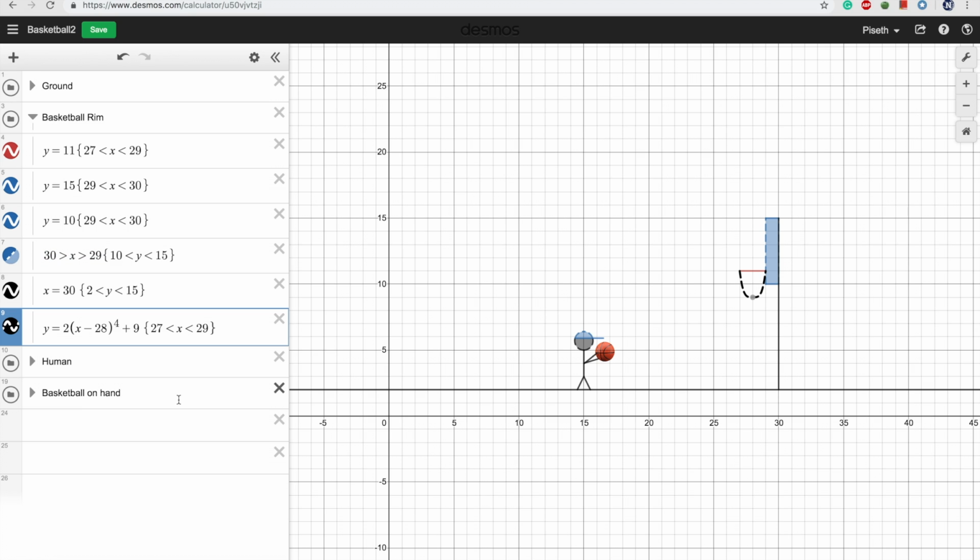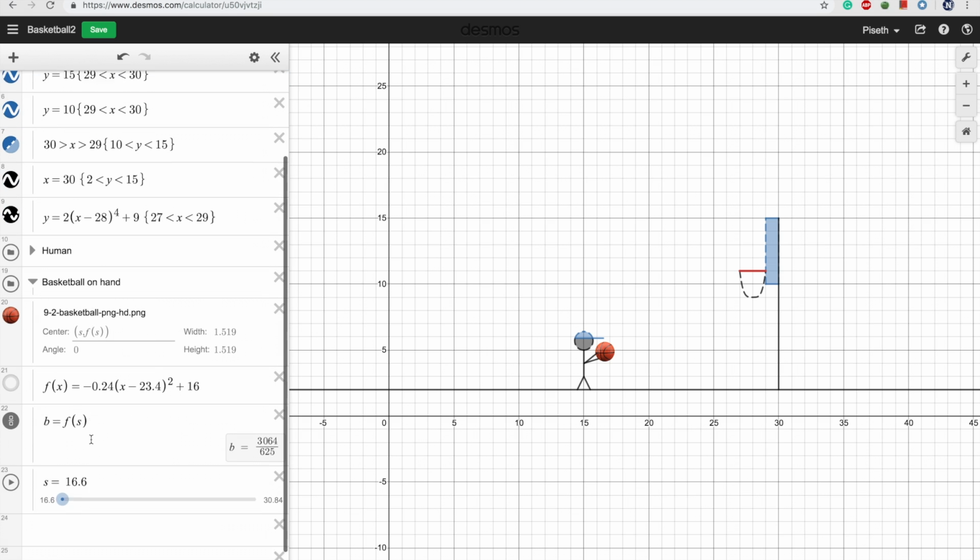And to create the basketball net, I use a cubic equation in vertex form and set the domain of x so the parabola will stop at the basketball rim.